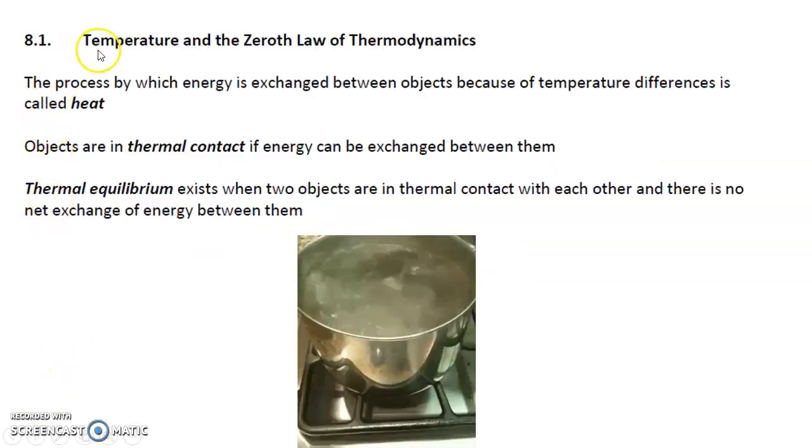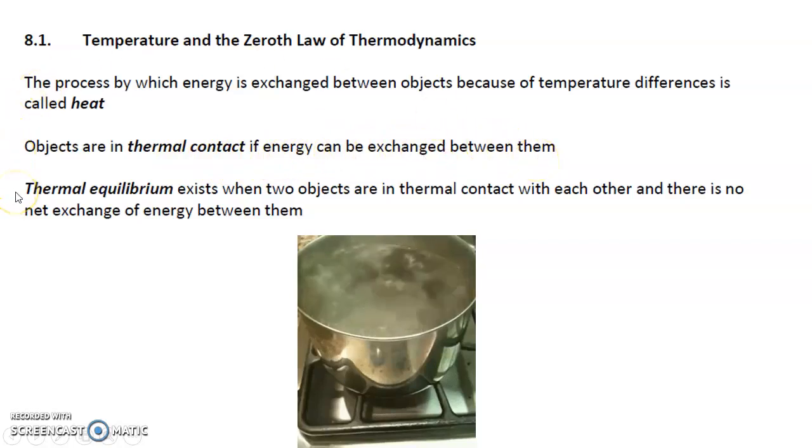The first one, temperature and the zeroth law of thermodynamics. Before we begin, we firstly need to understand the thermodynamics terms. The first one will be heat. Heat is defined as the process by which energy is exchanged between objects because of temperature differences. The energy mentioned here is actually thermal energy that is transferred from one object to the other due to difference in their temperature. Moving on, objects are in thermal contact if energy can be exchanged between them.